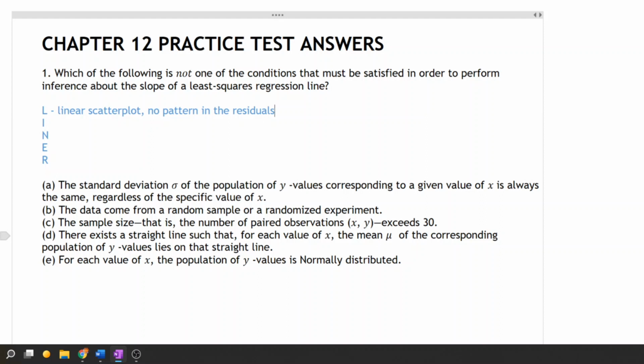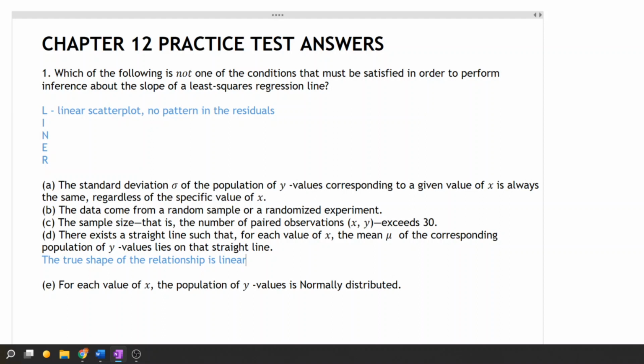There is a straight line such that for each value x, the mean mu of the corresponding population values of y lie on that straight line. So that's a little bit about things actually being a scatter plot, being linear. That one tells us that the true shape of the relationship is linear, which again kind of jibes with L, linear scatter plot. I stands for independent, which for us has to do with the 10% condition.